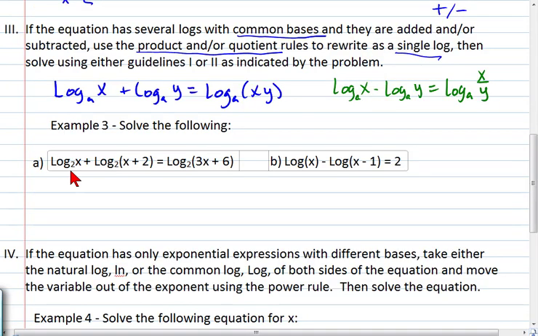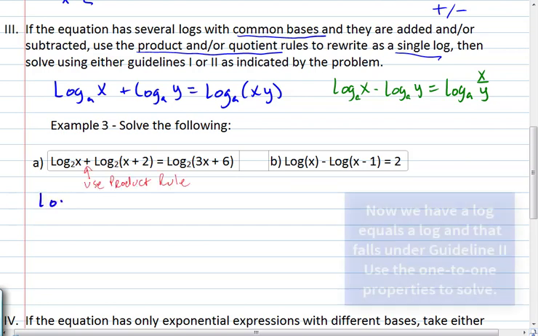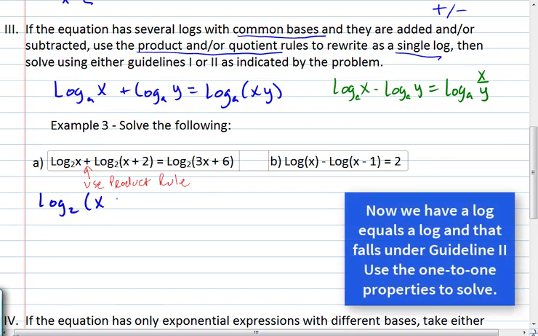Well, if we have log base 2 of x plus log base 2 of x plus 2 equals log base 2 of this, what do we want to do first? You get rid of the addition. That tells you right there that you're going to use the product rule. So log base 2 of x times x plus 2 equals log base 2 of, and now we can just drop the logs.